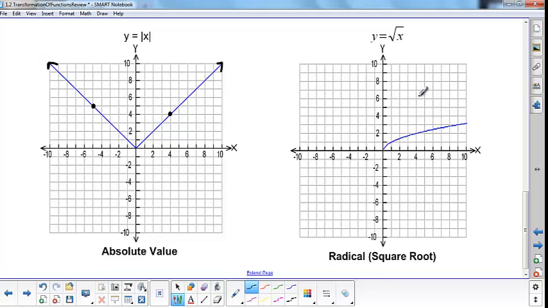And last we have our square root function. The best way to graph this, I find, is you want to pick values that are easily square rootable. So start with 0. If x equals 0, the square root of that would be 0. Next would be 1. Square root that, and you get a y value of 1. Square root 4, and you get 2. Square root 9, and you get 3.